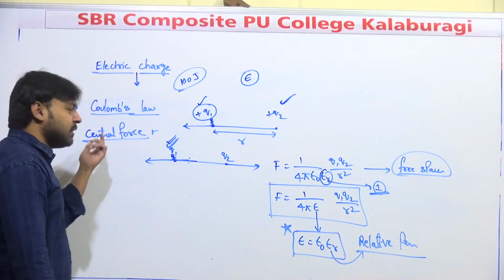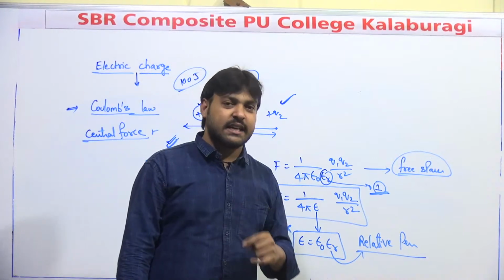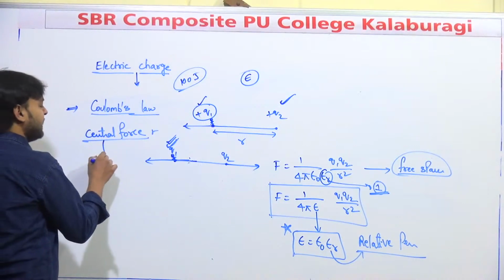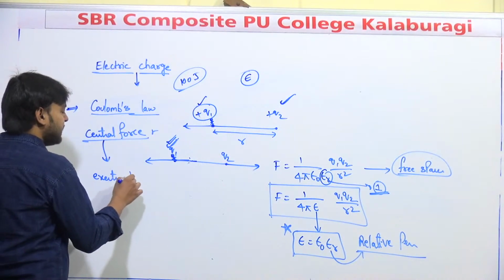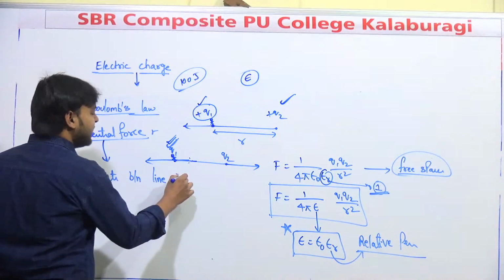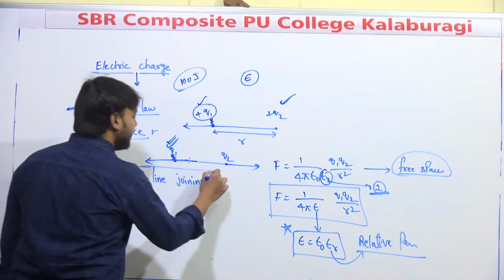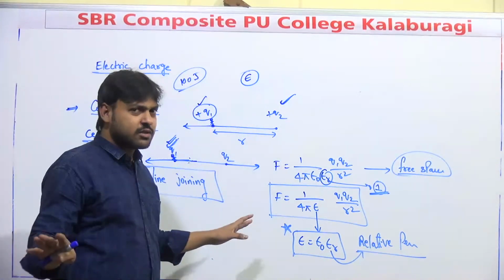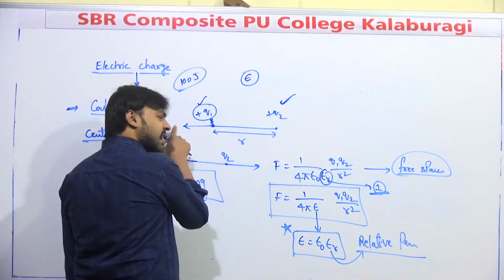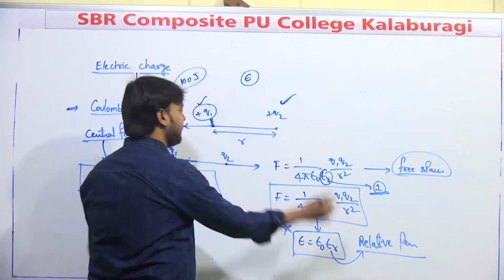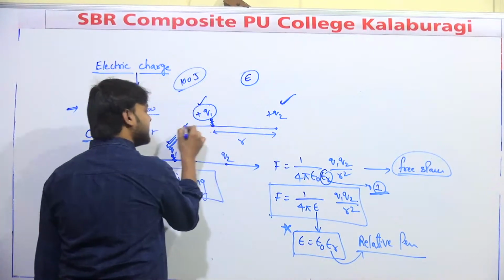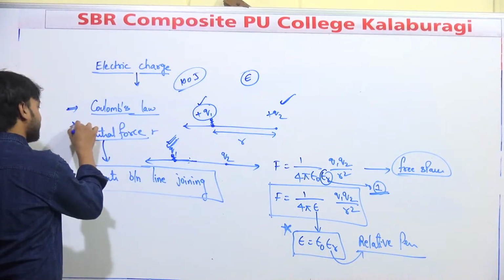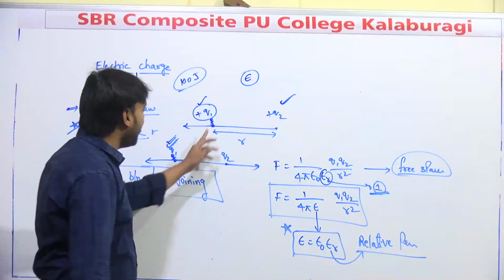So now coming back to the topic, what do you mean by central force? The force which exerts on the line joining the two charges. If you want to write a point: the force exerts along the line joining the two charges, between the two charges. Always the force, Coulomb's force, will act either attractive or repulsive, whatever the nature of the charge might be. Definitely you have to join the charges first and you have to extend or go along that line. Alright, so that is nothing but central force.